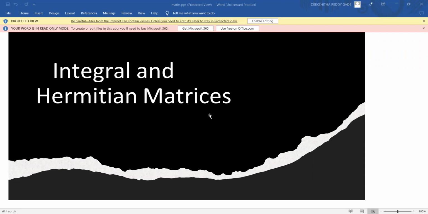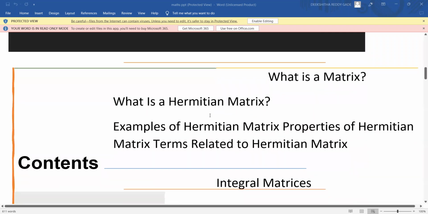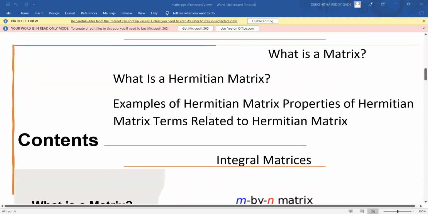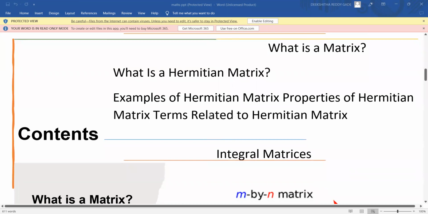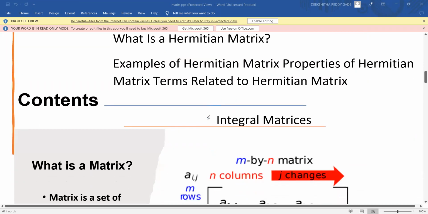Here I am to speak on Hermitian matrices. In this video, we're going to cover what a Hermitian matrix is, examples of Hermitian matrices, and properties related to Hermitian matrices.